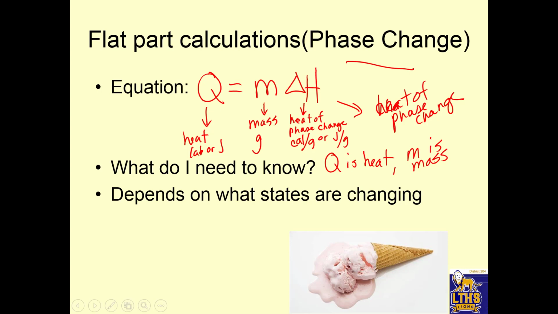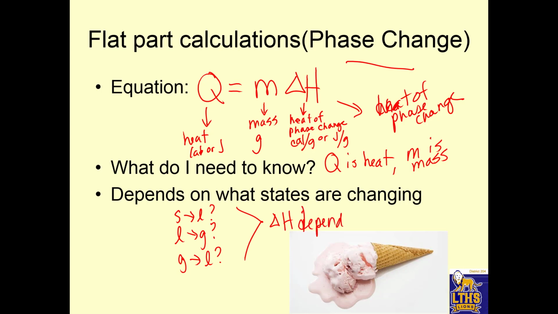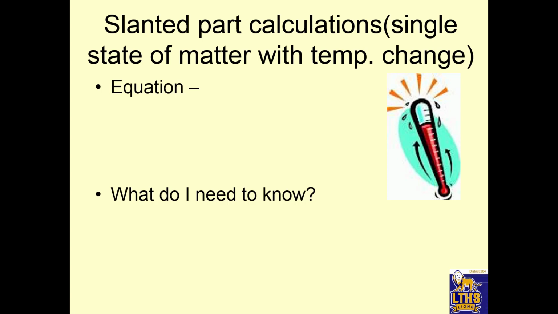So it depends on what states are changing. So is it solid going to liquid? Is it liquid going to gas? Is it gas going back to liquid? Right. So we have to know what states are changing. So the delta H depends on this and can be looked up. Right. What's happening here? Oh, solid's turning liquid. All right. Now, that was for the flat parts on the graph.